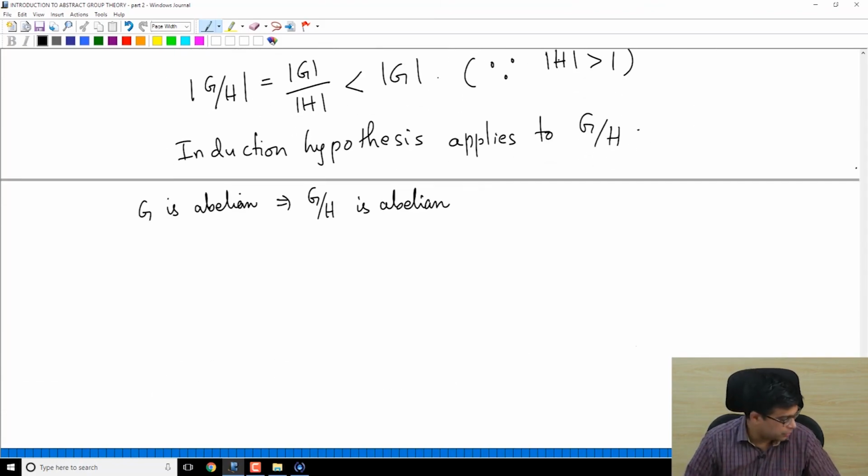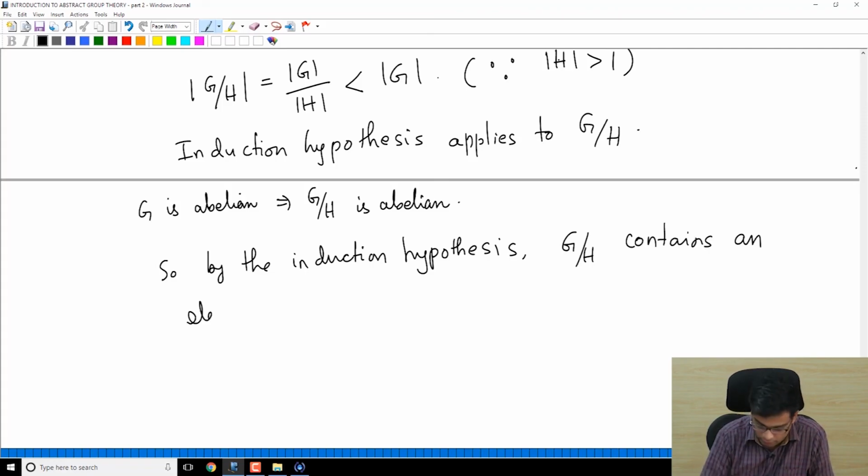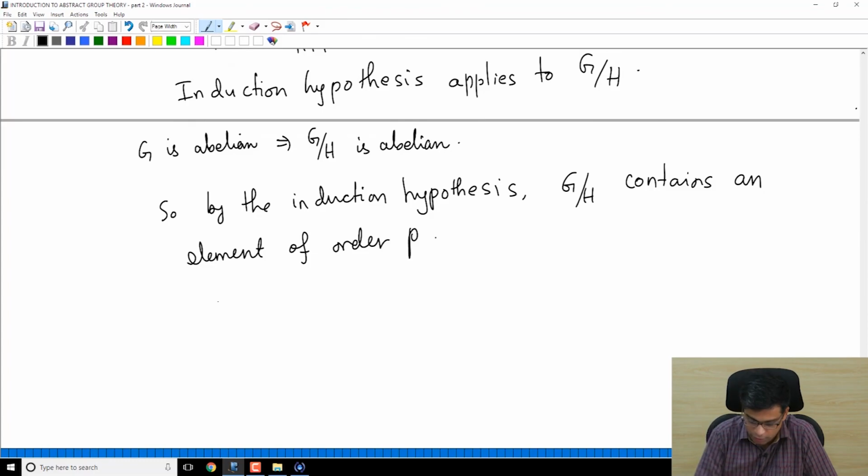So now what does the hypothesis say? By the induction hypothesis, G mod H contains an element of order P, right? Because G mod H is an abelian group, its order is divisible by P and its order is less than the order of G. So it contains an element of order P. But what are the elements of G mod H? They are left cosets of H in G. So say gH in G mod H has order P.